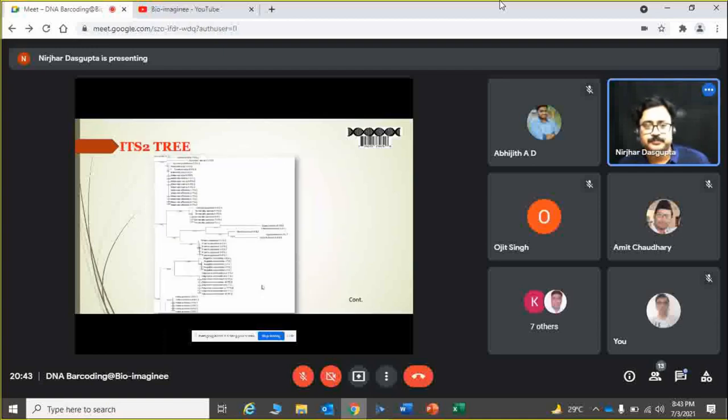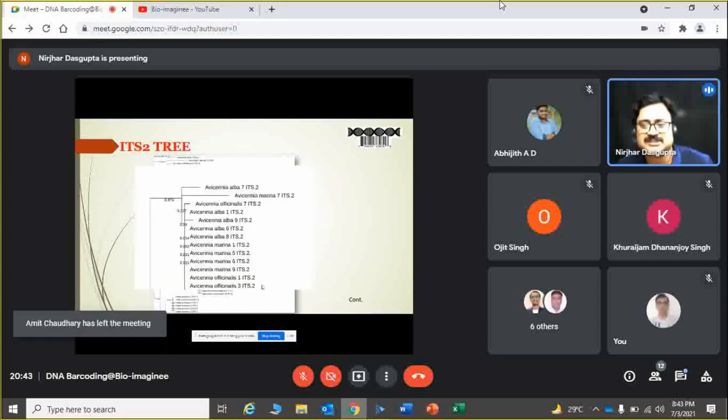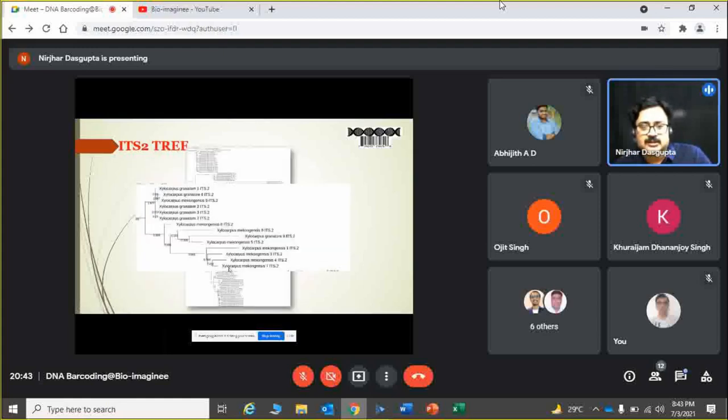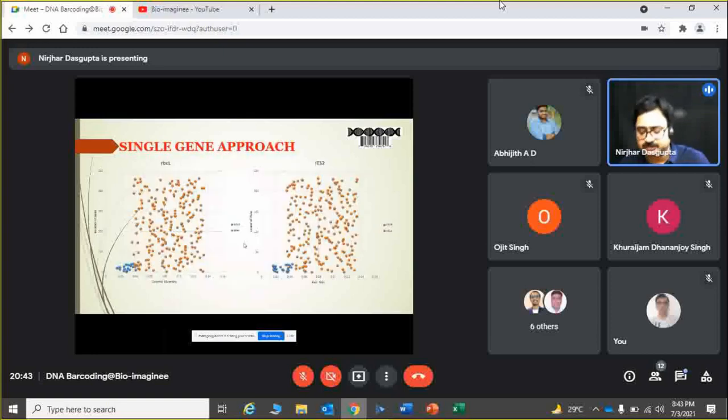And this is the ITS2 tree. Here also, to some extent it was able to distinguish, but as you can see here, Avicennia officinalis, Avicennia alba, and Avicennia marina are all clubbing. Some of the species have clubbed together. This is another example where two different species come in the same clade, Xylocarpus granatum and Xylocarpus moluccensis. So to some extent it was able to distinguish, but there are a few exceptions as well.